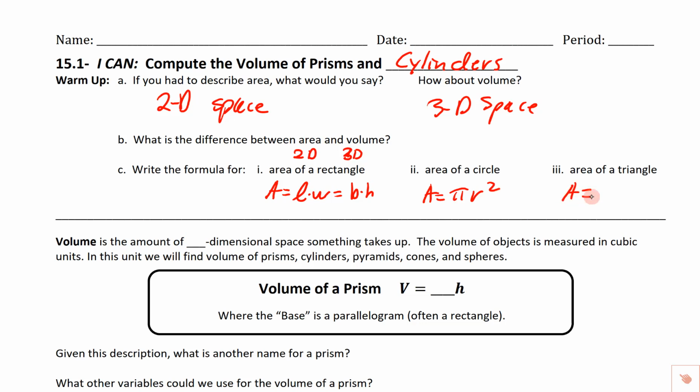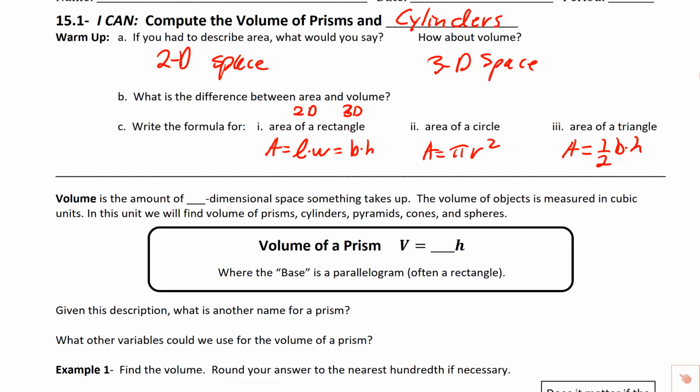And can somebody raise their hand and tell us the formula for the area of a triangle? Area of a triangle. 1/2 length times width, or I'm going to do base times height if that's okay with you. Okay, same idea. So with those formulas and those ideas in mind, now we're going to talk about volume of a prism, okay, and volume of a cylinder.